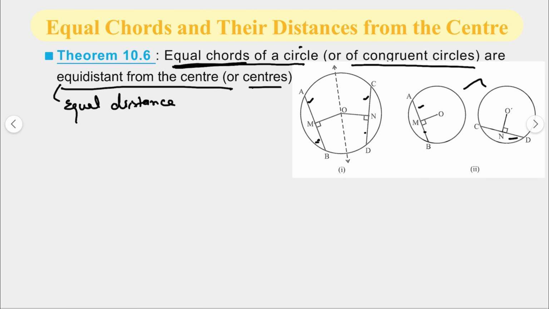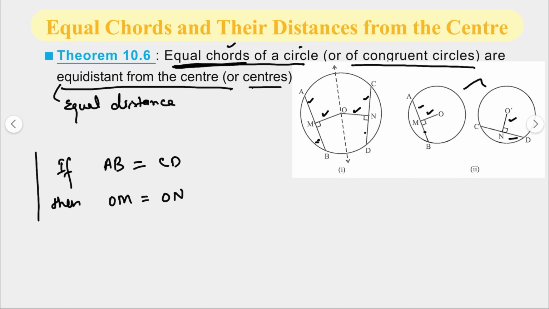So if you have any number of chords which are equal, then their distance from the center, that is OM and ON, will be equal. And similarly this OM and ON will be equal. This theorem simply says if AB is equal to CD, then the distance of this chord, that is OM, will be equal to ON. If you find that two chords are equal, then their distance from the center will be equal.